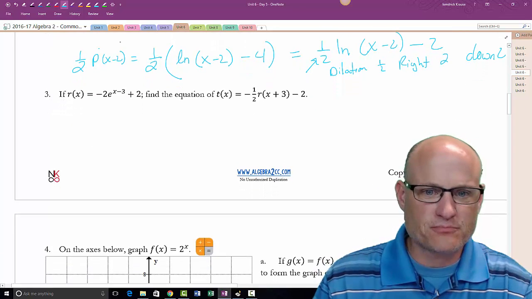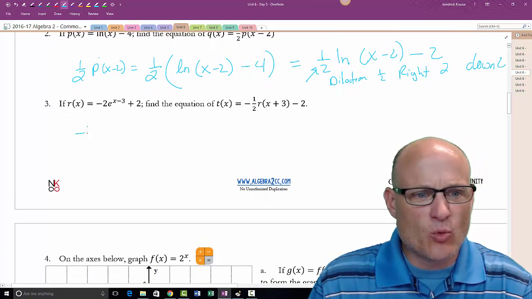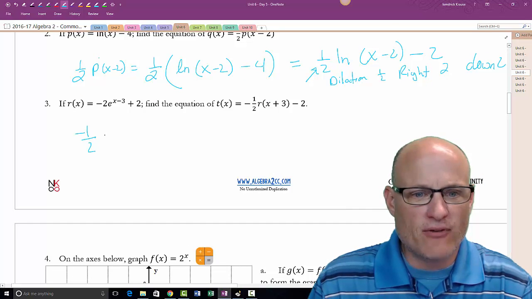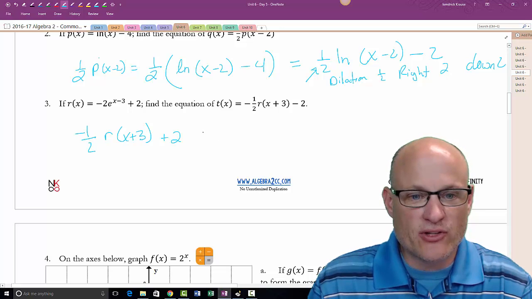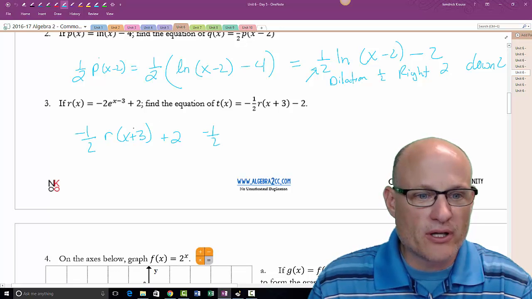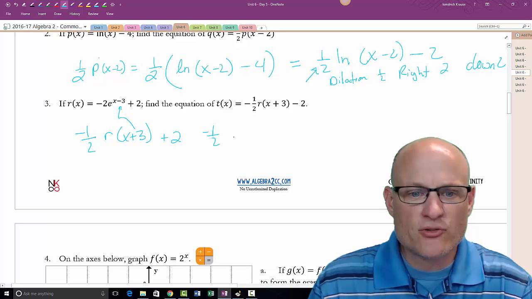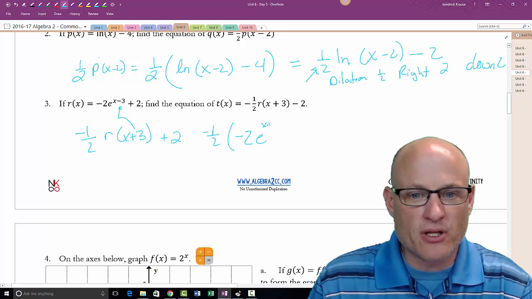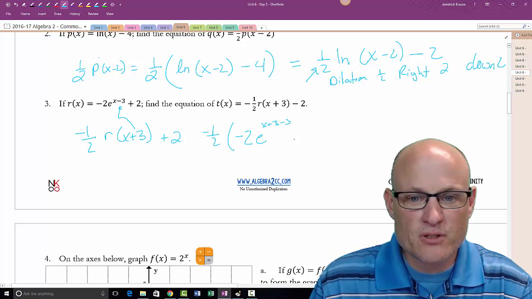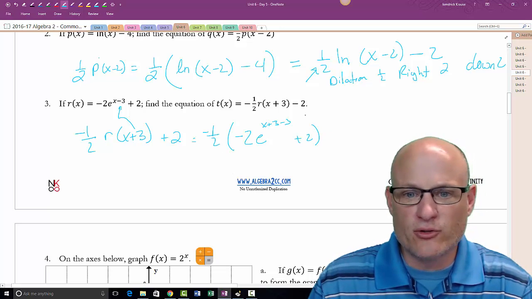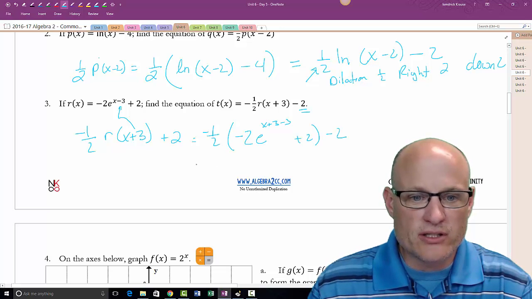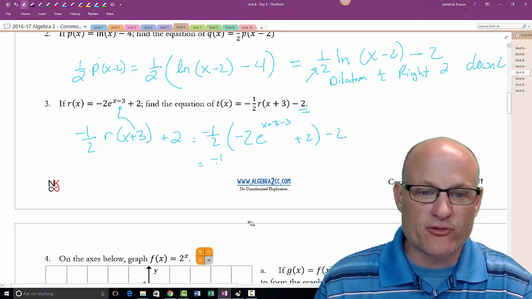All right, one last one. So now we've got negative 1/2 of r to the x plus 3. And to that, we're going to add 2 at the end. So it's negative 1/2 of, and we're going to plug this into here, times negative 2e to the x plus 3 minus 3 plus 2. So this is going to equal, and then to that we're going to subtract 2. So it's equal to negative 1/2. Oh wait, we got to distribute, right?